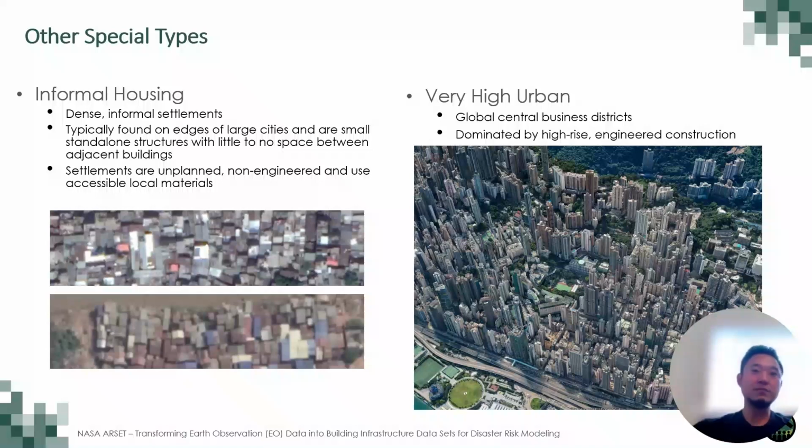On the other extreme are what we're calling very high urban areas. These are global central business districts, and those are always high-rise buildings. Bottom right is Hong Kong. You just see the high profiles are much different. Sizes are much different than any other development pattern that we've gone through so far.